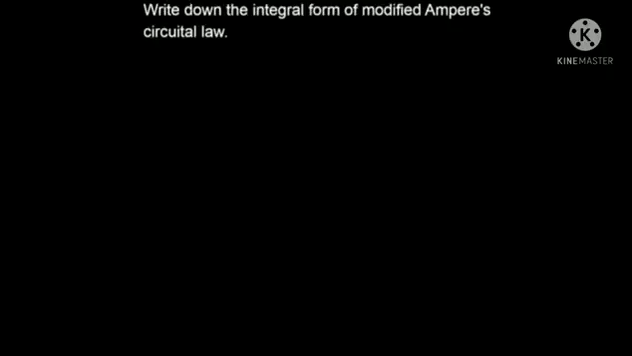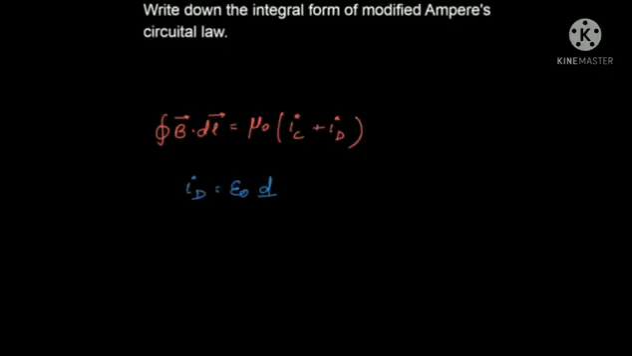So to answer our question, the modified form of Ampere circuital law is written as integral B dot dl over a closed path is equal to mu naught times (IC plus ID). Now in this equation, IC is the conduction current and ID is the displacement current. We know that displacement current is produced due to varying electric field in the region. Displacement current is equal to epsilon naught times rate of change of electric flux. Rate of change of electric flux can be written as d by dt of phi e.